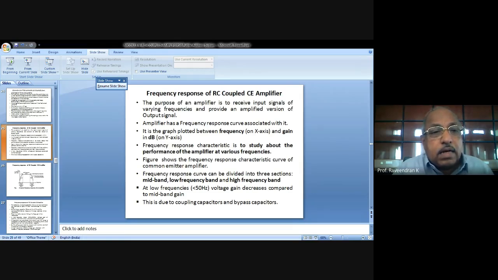Then there are pre-amplifiers and amplifiers, isn't it? The amplifier system consists of pre-amplifiers, voltage amplifiers, then power amplifiers, and processing circuits. Those are all the amplifiers.